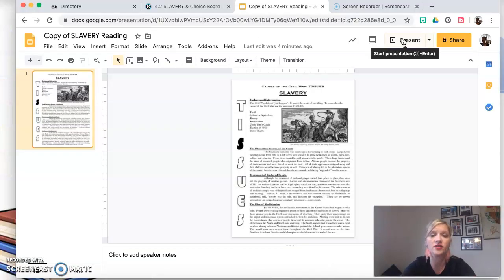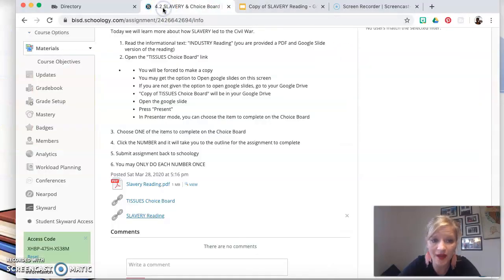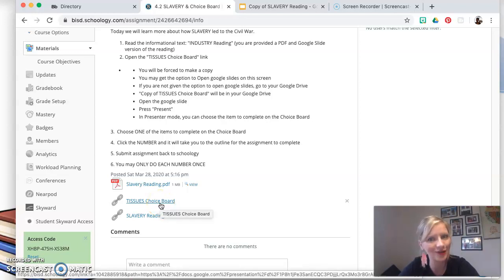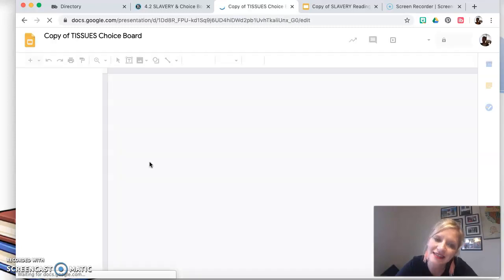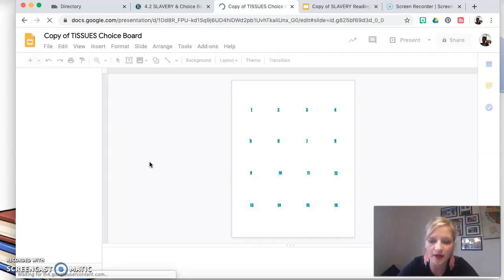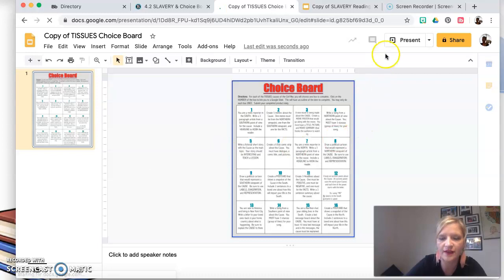All right, so after you do your reading, go back in, make sure you find your choice board again. I bet it's in your Google Drive because you already copied it. But if you want to click it there, you can. Make a copy just like before. If you don't find it, if it doesn't pop up right away, then make sure you go to your Google Drive.